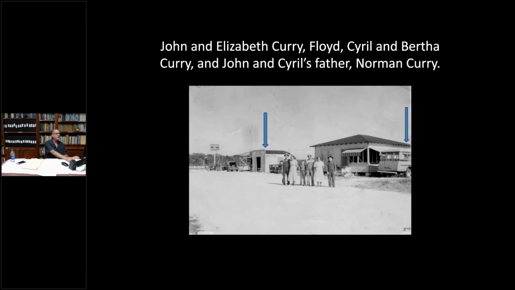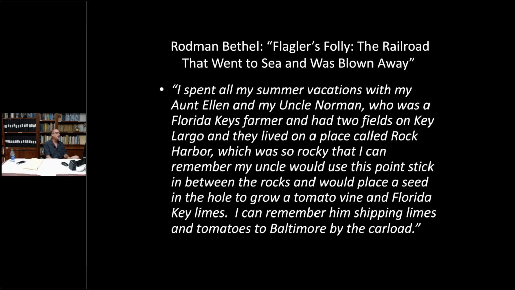This was written by Rodman Bethel, who was Norman and Ellen's nephew. He was from Key West. So he writes, "I spent all my summer vacations with my Aunt Ellen and my Uncle Norman, who was a Florida Keys farmer and had 2 fields on Key Largo, and they lived on a place called Rock Harbor, which was so rocky that I can remember my uncle would use this point stick in between the rocks and would place a seed in the hole to grow a tomato vine and Florida key limes. I can remember him shipping limes and tomatoes to Baltimore by the carload."